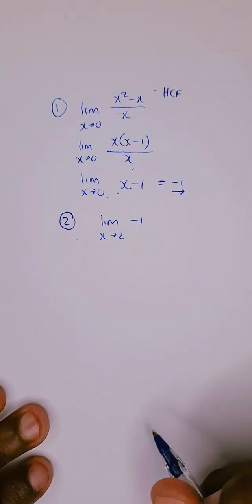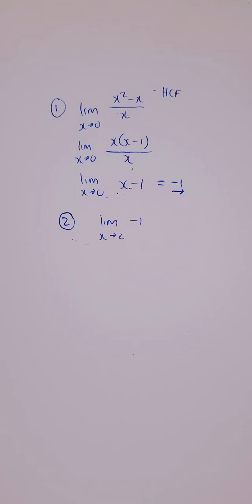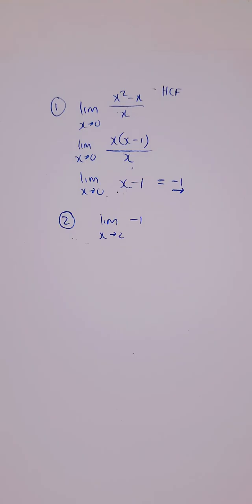The limit of -1 as x approaches 2 is equal to, come on, let's see you guys. Limit of -1 as x approaches 2, what's the answer? You should all know this by now. The limit of -1 as x approaches 2.